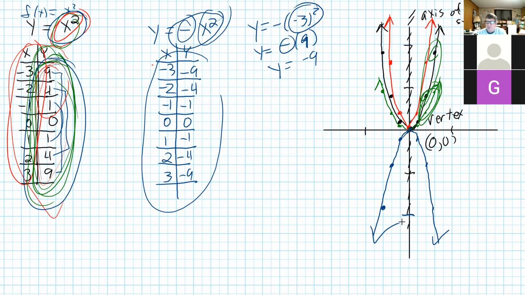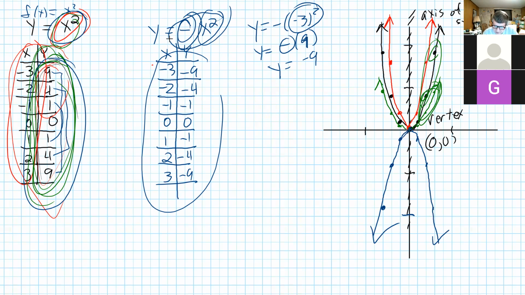It's the same shape as the black one that's going up, only now the blue one is going down. The axis of symmetry is still the y-axis. The vertex is still at 0, 0. But now, because there's a negative coefficient in front, the parabola opens downward. All right?